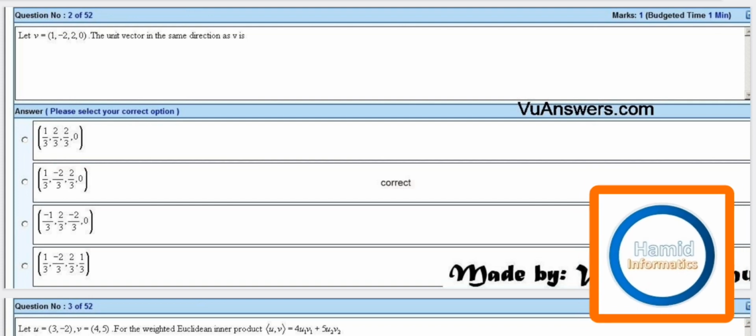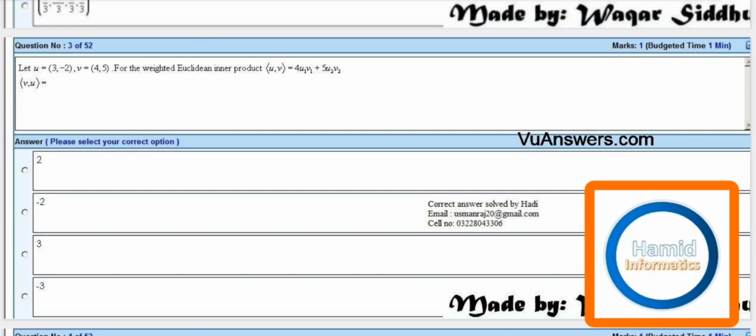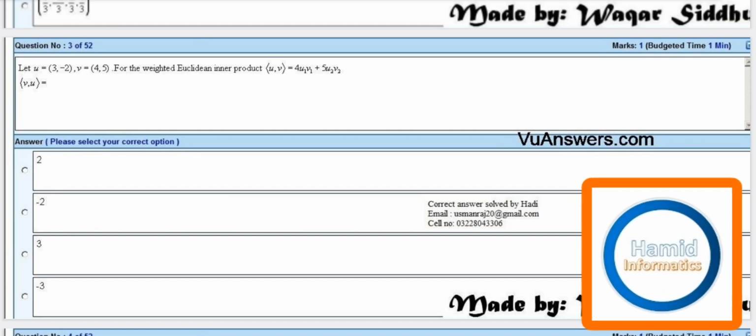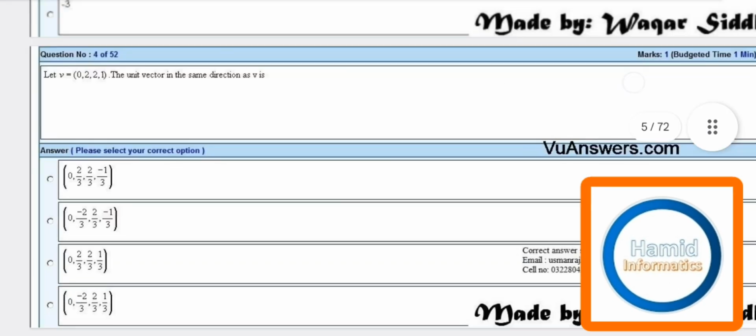Next is: let u equal (3, -2) and v equal (4, 5). For the weighted Euclidean inner product of u and v, <u, v> = 4u1v1 + 5u2v2, and the answer is -2.